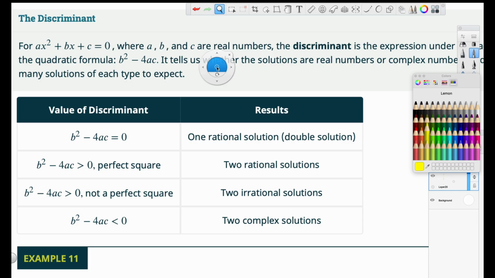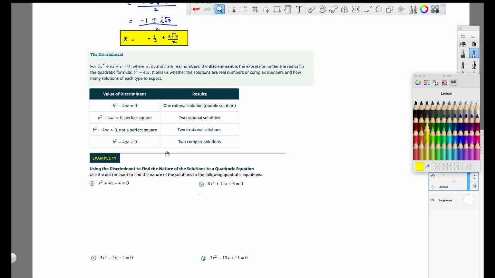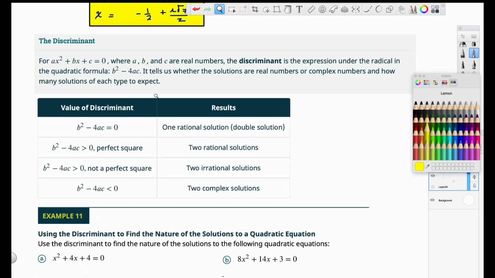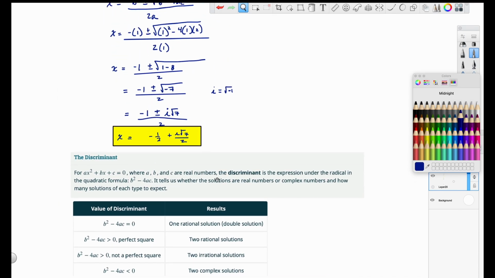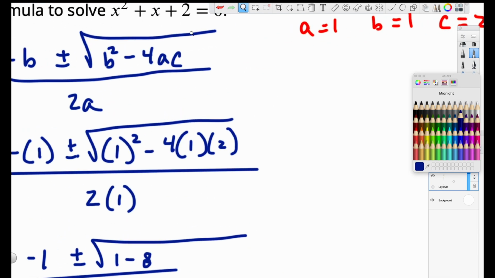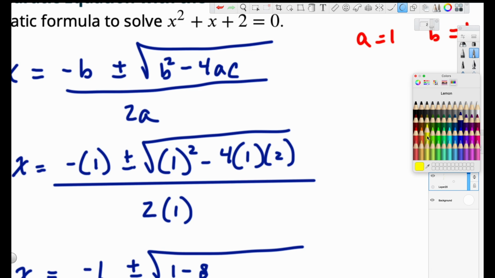Okay, the last thing that I want to talk about here, we have one more example, but I have to talk about a new term and its characteristics, the discriminant. The b squared minus 4ac that we just talked about in the quadratic is this part right here. Depending on what this value is, it's going to tell us about our solutions.